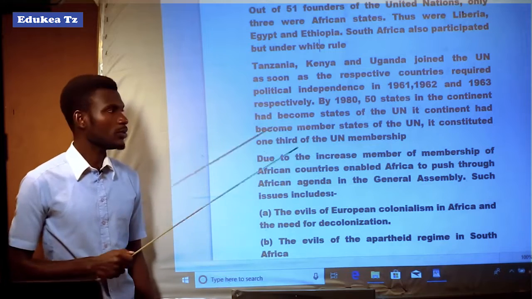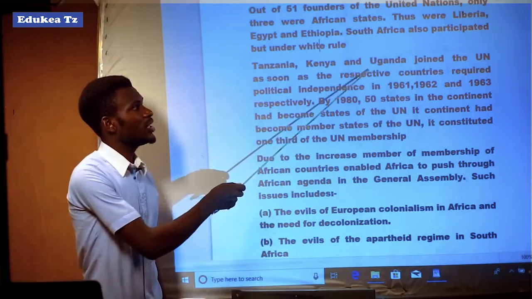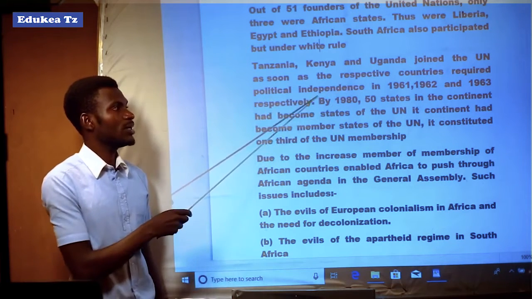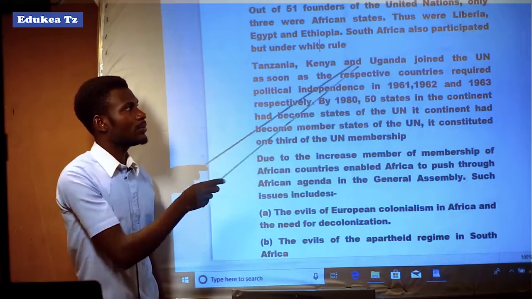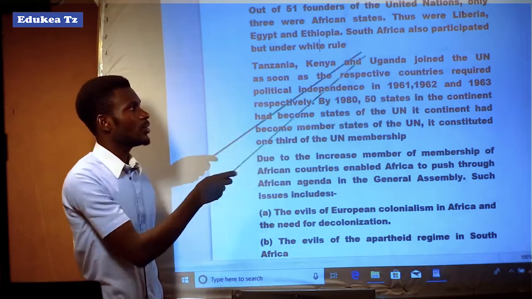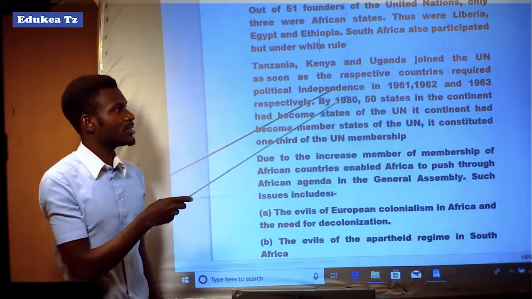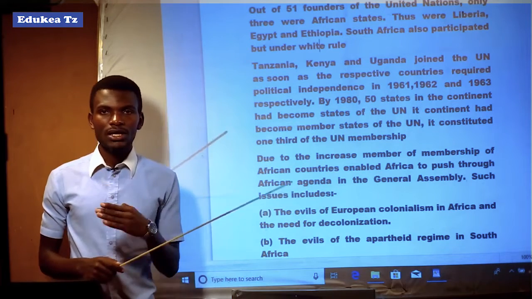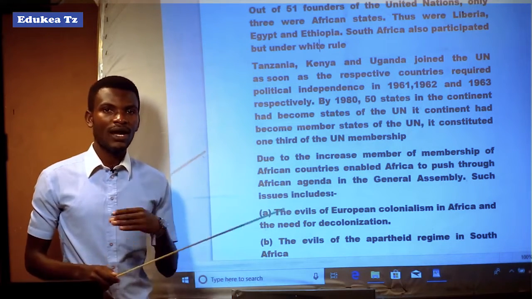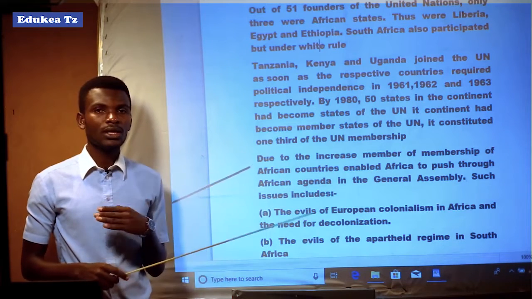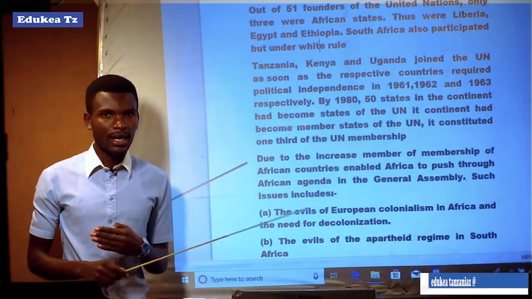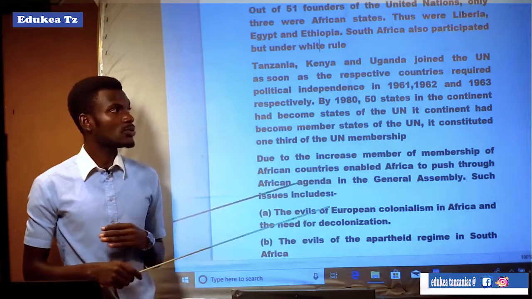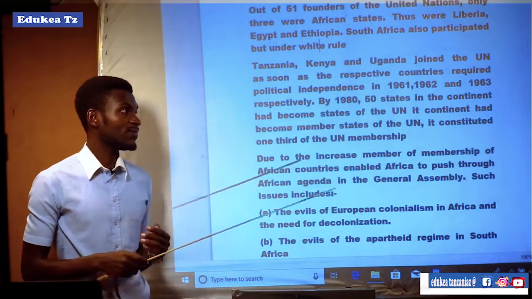Tanzania, Kenya, and Uganda joined the UN as soon as the respective countries acquired political independence, in 1961 for Tanzania, 1962 for Kenya, and 1963 for Uganda respectively. It means that they joined the UN soon after attaining their independence.